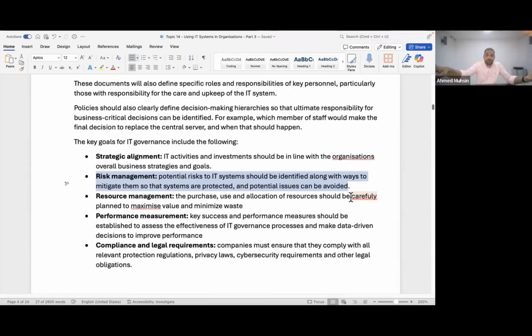What do you do in virtualization? You're using one computer to run many virtual computers. You're making full use of your resources, isn't it? Your one hard disk is running 3 computers. Is it clear? Okay. Can you guys read the resource management? The purchase, the use, and allocation of resources should be carefully planned to maximize value and minimize waste. Okay.